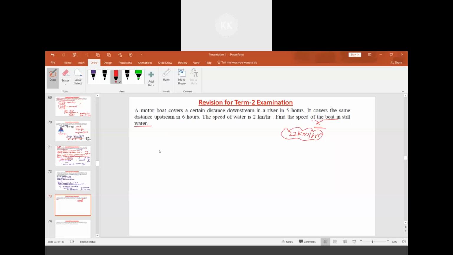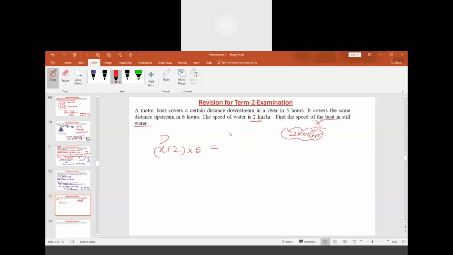Sir, 2 multiplied by x plus 5 is equal to 2 multiplied by x minus 6. Why 2 multiplied by x plus 5? Sir, we will find the distance. Speed multiplied by time taken. Downstream, the speed is x plus 2, multiplied by 5 hours.